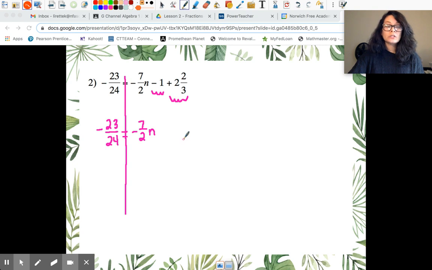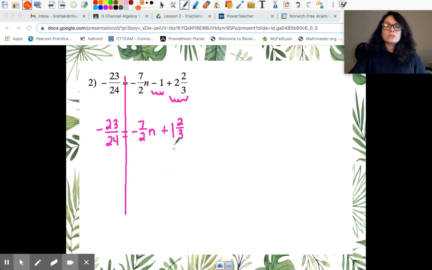I'm getting a +1 2/3. So I'm going to write +1 2/3. Okay, so at this point, I just want to check if I can simplify anything else. It doesn't look like I can. I don't have parentheses, and these are not like terms. So I'm ready to move on to my solving step.